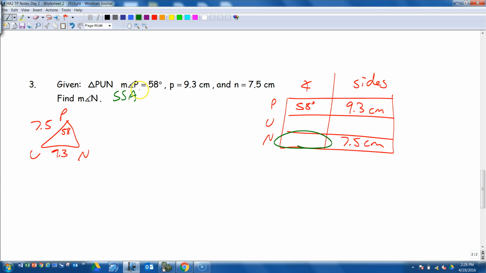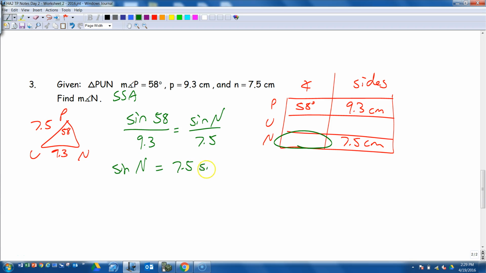Again, this is an SSA triangle because of how it's set up. So we do need to check both triangles. Again, you only have to check both triangles if it is an SSA. If it's not, you don't have to do all this work. You just have to do what you need to do. So sine of N over little n. So we get sine of N is equal to 7.5 sine of 58 all over 9.3. Sine inverse both sides to get rid of the sine on that side. And we get angle N is approximately 43 degrees 9 minutes.